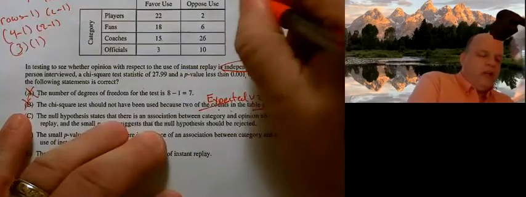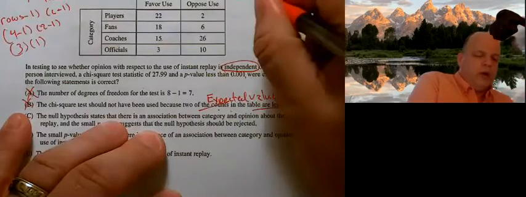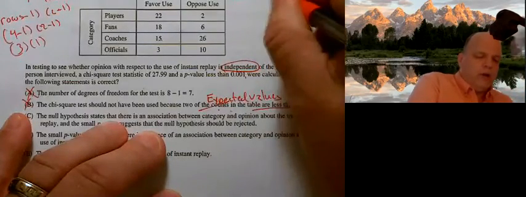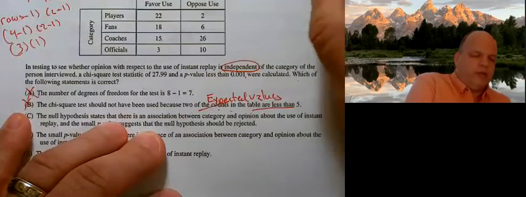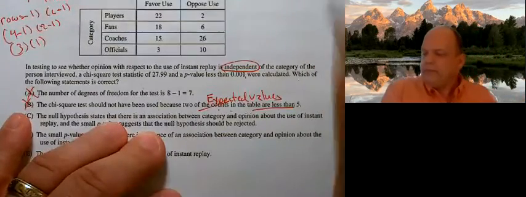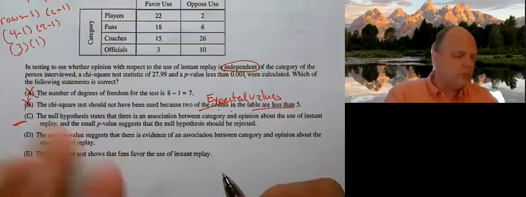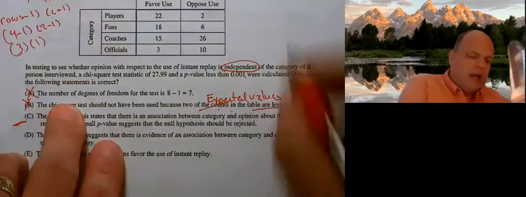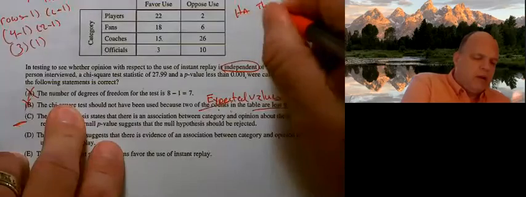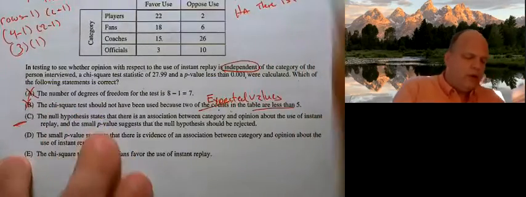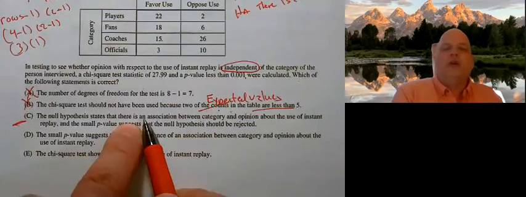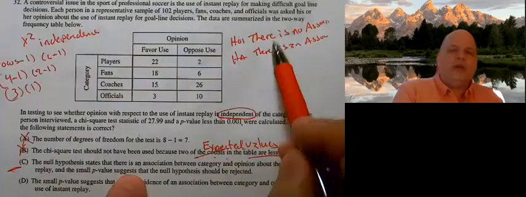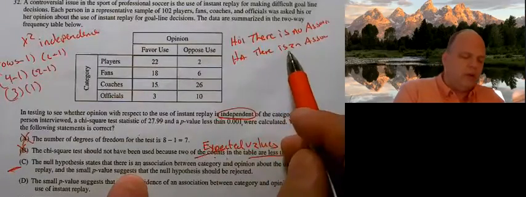So basically, H0, there is no association. HA, there is an association. All right. So the null hypothesis is there an association? Is like, oops. No, H0 is there is no association.